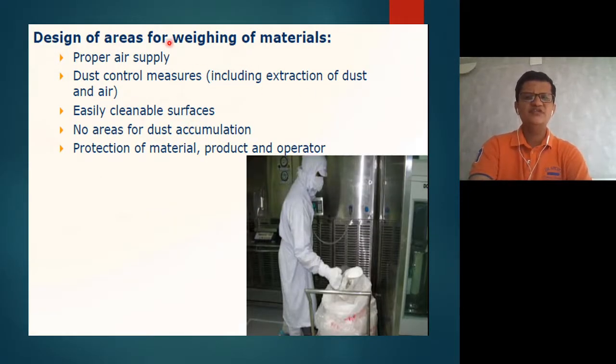Now, if you look at the design of areas for the weighing of materials, there should be a proper air supply, so the material can get a sufficient amount of air, otherwise in certain cases the material gets decomposed. There should be dust control measures because the raw material area is on the outer side, so there is a possibility that it may be contaminated with dust. It should be an easily cleanable surface, with no areas for dust accumulation, and with protection of material, product and the operator. So, the person should wear gowning type of clothes.